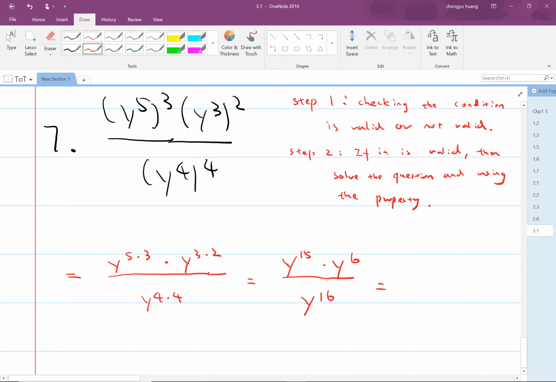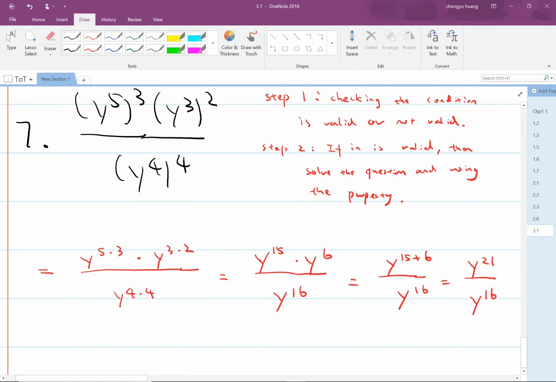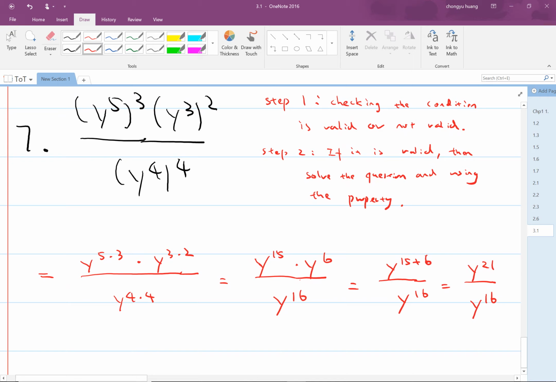So now we have to simplify a little bit more. At the top we got y to the power 15 multiplied by y to the power 6, right? So right away you should know it's 15 plus 6, right? And the denominator is still y to the power 16, right? So 15 plus 6 is actually equal to 21, over y to the power 16. So now we almost solved it, right?